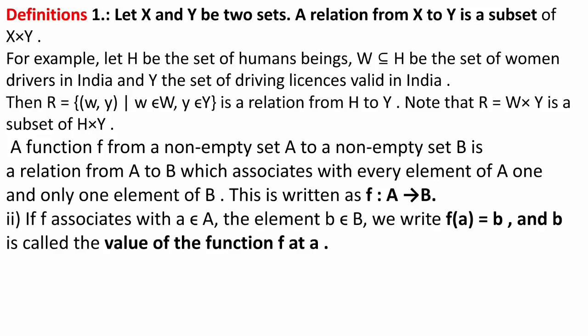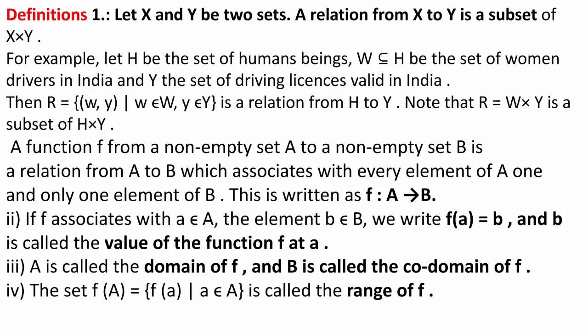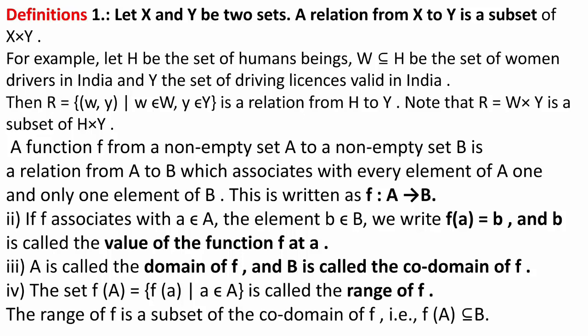If f associates a belonging to A with the element b belonging to B, we can write it as f(a) equals b. And b is called the value of the function f at a, or the image of a under the function f. A is called the domain of f and B is called the codomain of f. The set f(A) can be written as the set of all f(a) such that a belongs to A, and it is the range set of f. The range set of f is the set of all images, and it is a subset of the codomain of f. Hence, f(A) is always a subset of B.